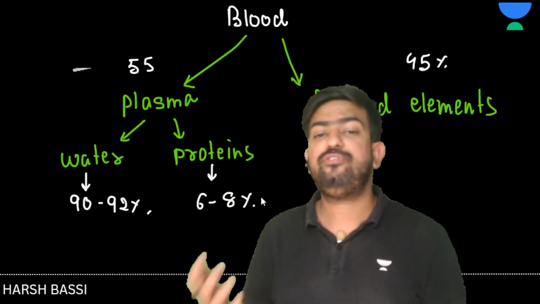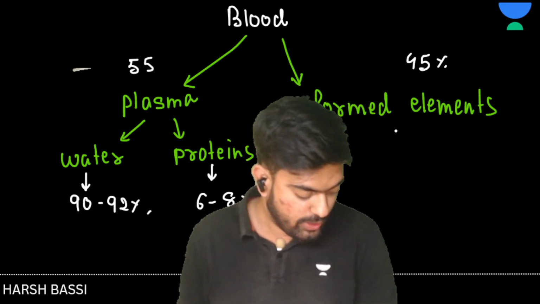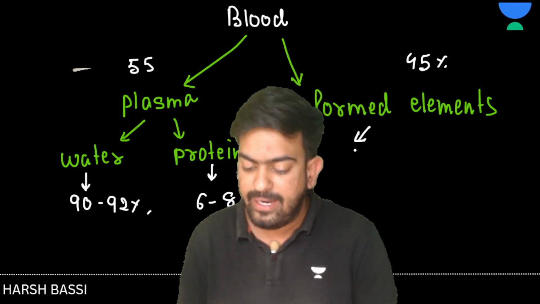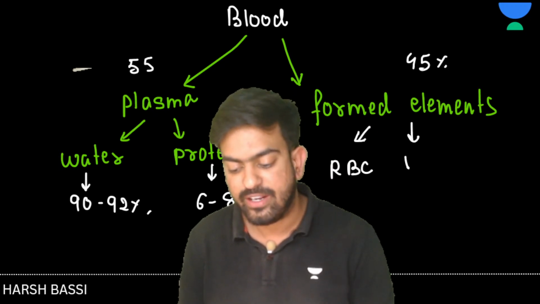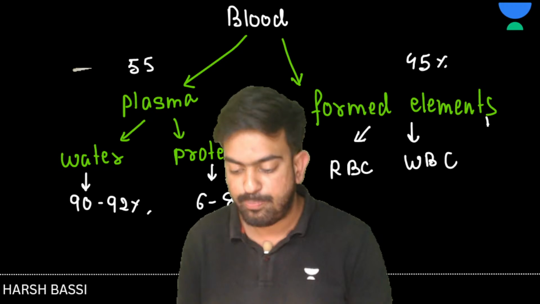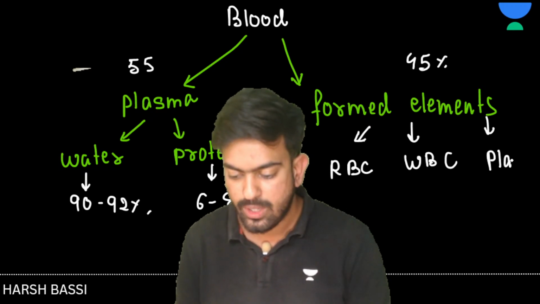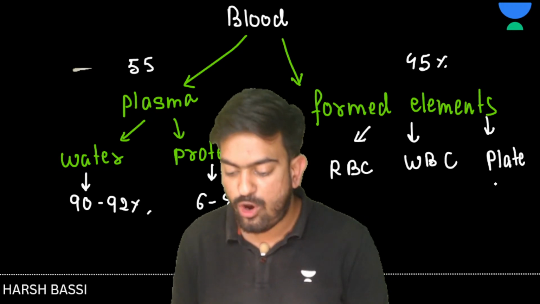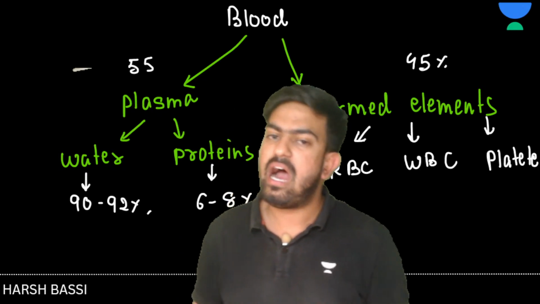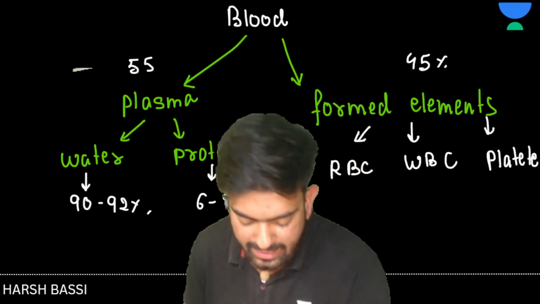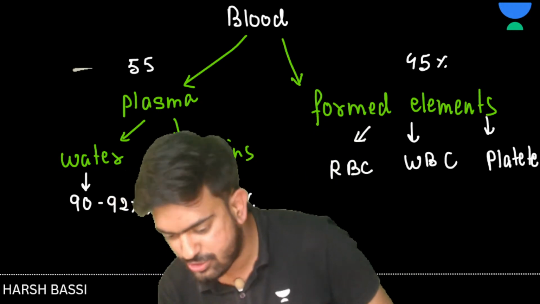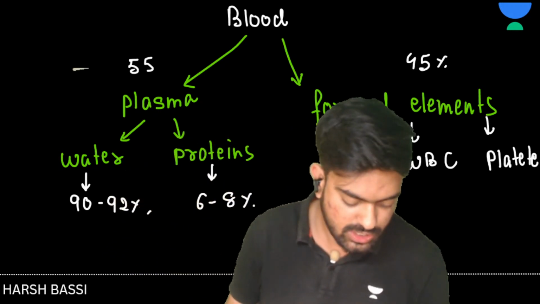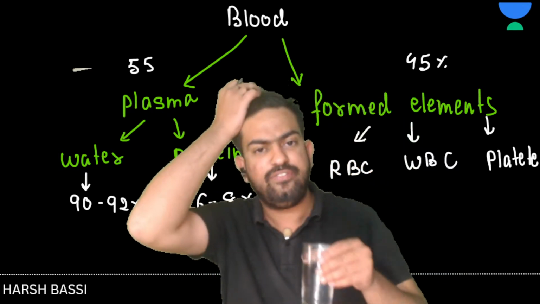In formed elements, what things do we have? We have RBC, WBC, and platelets. Clear to everyone? Any doubts still here? Let me know in the comment section, everyone.